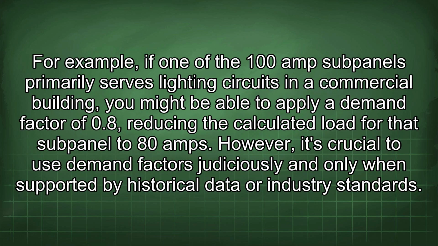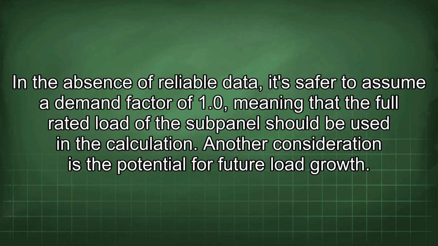For example, if one of the 100 amp subpanels primarily serves lighting circuits in a commercial building, you might be able to apply a demand factor of 0.8, reducing the calculated load for that subpanel to 80 amps. However, it's crucial to use demand factors judiciously and only when supported by historical data or industry standards. In the absence of reliable data, it's safer to assume a demand factor of 1.0, meaning that the full rated load of the subpanel should be used in the calculation.